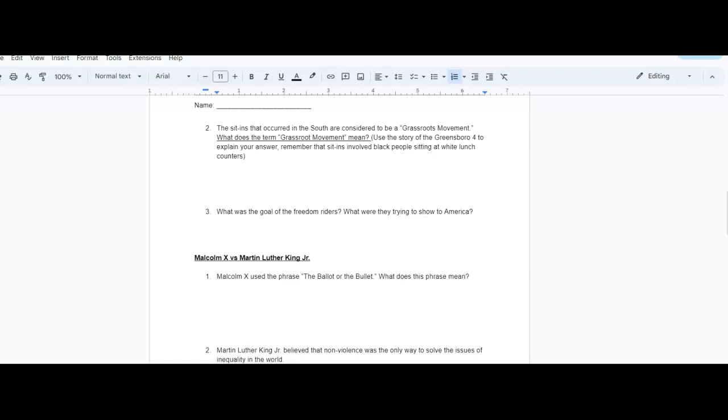Number 3, what was the goal of the Freedom Riders? What were they trying to show America?